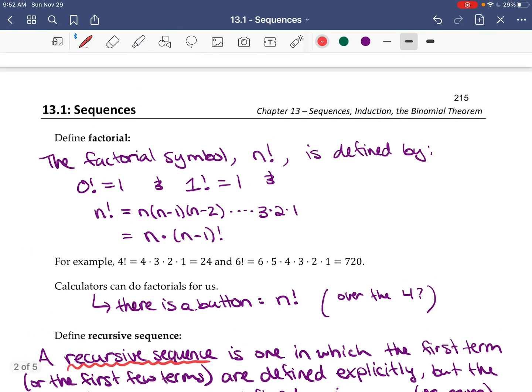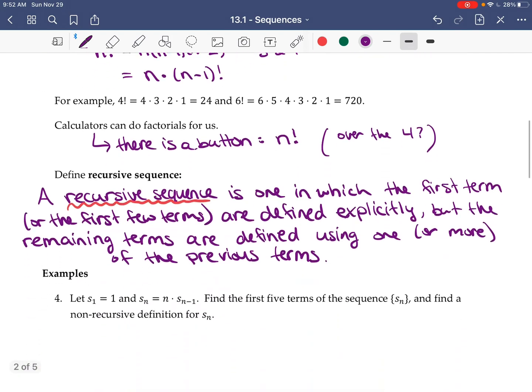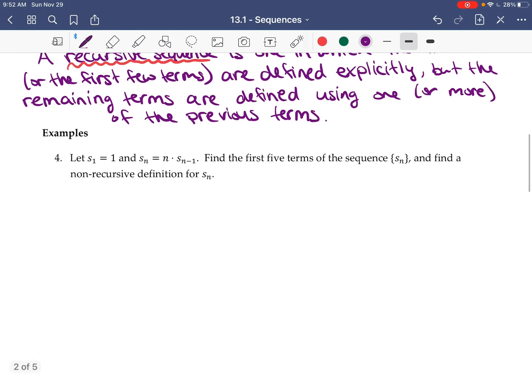Okay, so the factorial does this because we define n factorial in terms of n minus 1 factorial. Okay, so you can define n factorial by saying it's n times the factorial before. Okay, so that's a recursive sequence because I defined the term for n using the term for n minus 1. Okay, so that's the idea. So let's do an example.